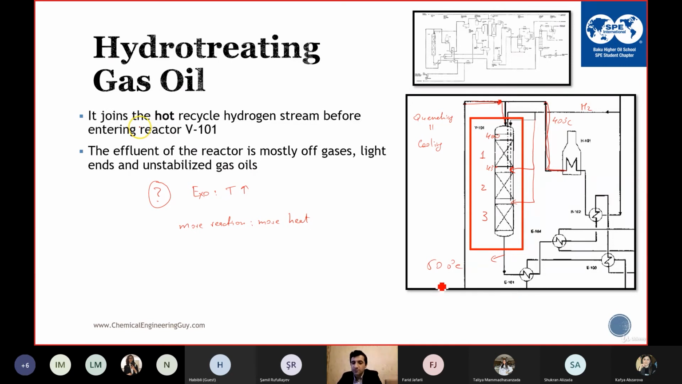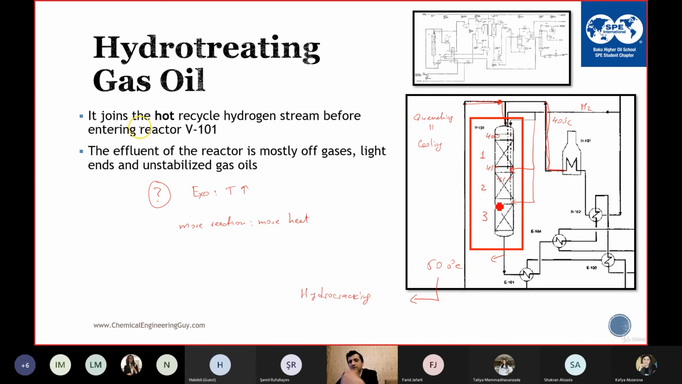Why? Because if we have really high temperature, we will have the hydrocracking reactions. That's the first. And secondly, we need the reactor to withstand much higher temperatures. That's why if you have 430 degrees Celsius here, we add the hydrogen quenching here to bring the temperature down. I don't know, maybe 415, something like that.